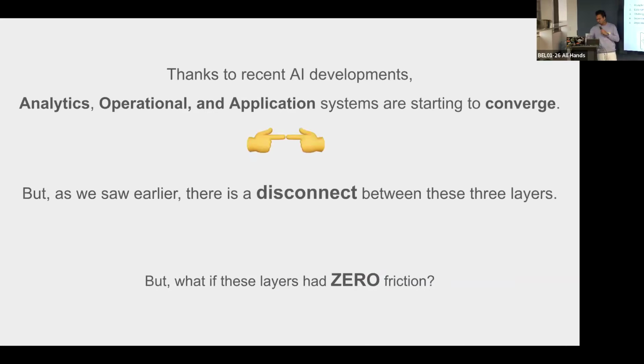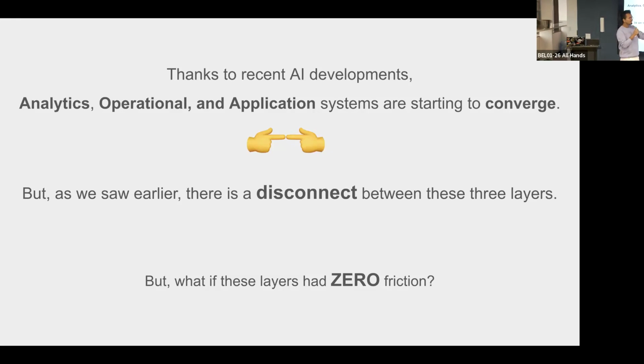So basically, in addition to all of that, what we are seeing, with all the recent AI development, is that the analytics, operational, and application systems, the three components that we saw earlier, are starting to converge. And this is my way of showing that it's converging, but anyway. As we saw earlier, there is a disconnect between the three layers. So there are separate processes that need to be done in order to have all these things process seamlessly.